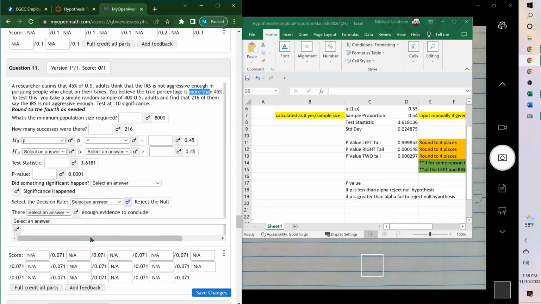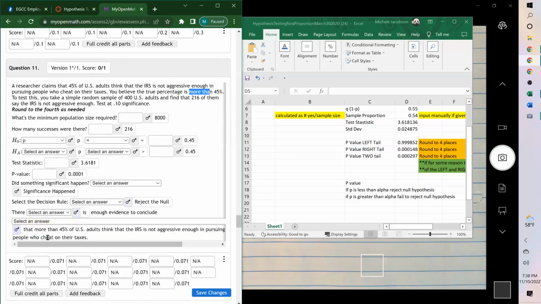And then there's enough evidence to conclude that more than 45% of US adults think the IRS is not aggressive enough. So what happens is it takes your next one, the more than 45%. Since we rejected, it uses the more than part because we accept that. There's enough evidence to show it is more than 45%.